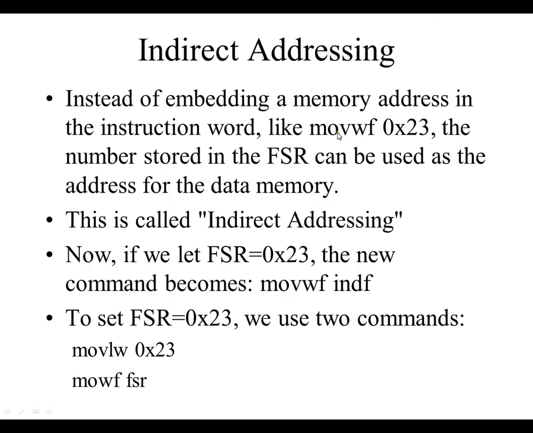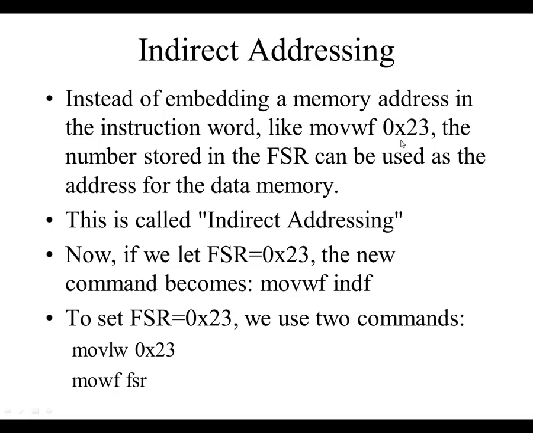Indirect addressing. Instead of embedding a memory address into an instruction word, like the move WF 0x23 command, the number stored in the file select register can be used as the address for the data memory. So here in this example, 0x23 is the address, and the data inside the W register will go into that address location.